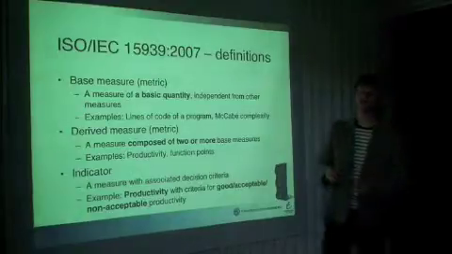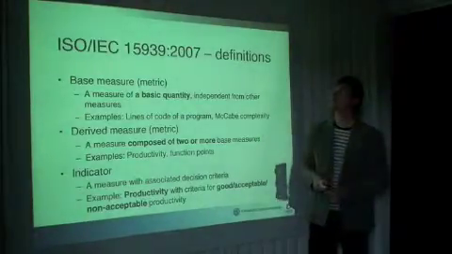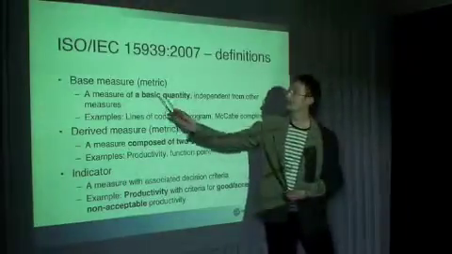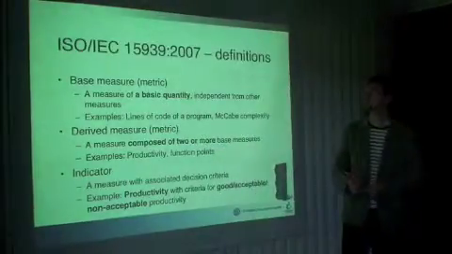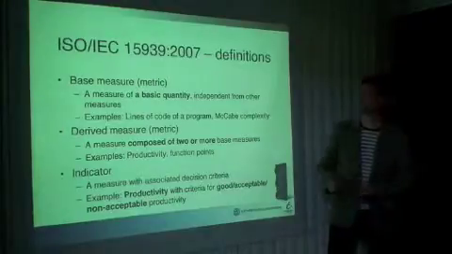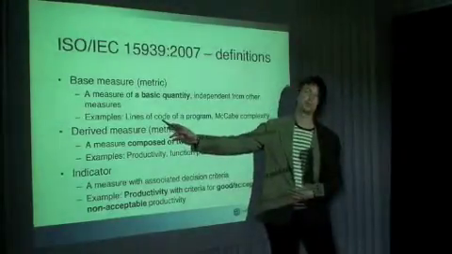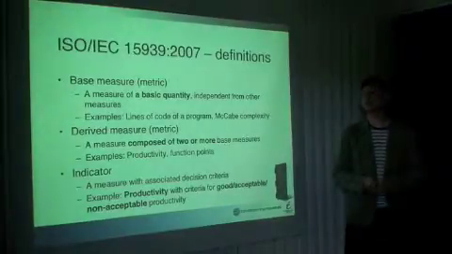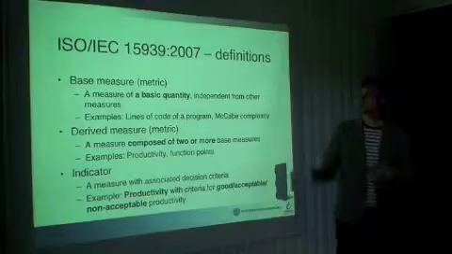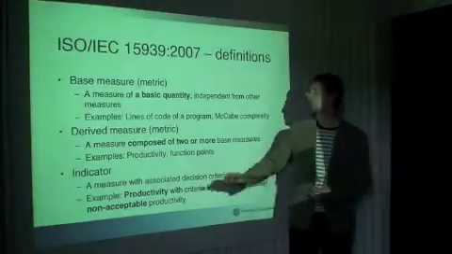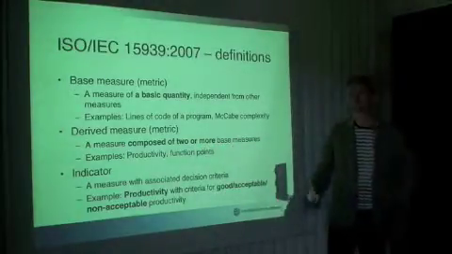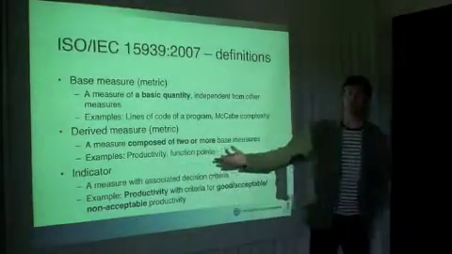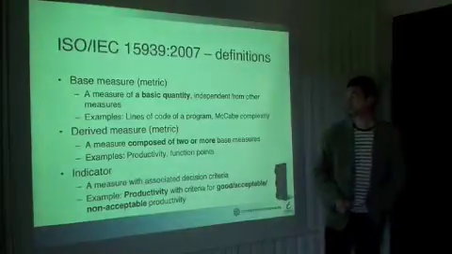But before we do that, let us look into the definitions of what a base measure, derived measure, and indicator is. So a base measure is a measure of, as I said, a basic quantity, something that is independent from other measurements. And examples of that are lines of code of a program, McCabe complexity of the program, or the number of pages of software documentation. A derived measure is a measure which is composed of two or more base measures, and the examples of those are, for instance, productivity or function points, very well known in software engineering.